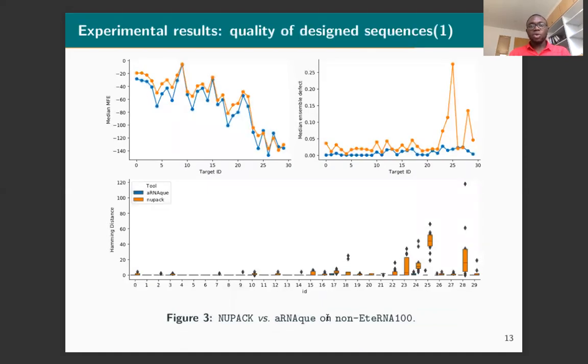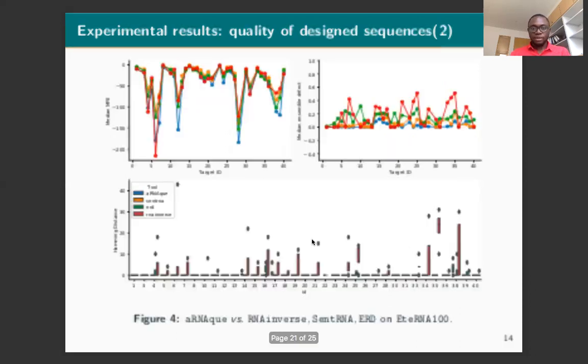We also compare the quality of the sequences designed with the ones generated by NUPACK, because NUPACK is the only tool here actually minimizing the third objective function, which is the ensemble defect. Both the minimum free energy and the ensemble defect are well minimized using aRNAque as well, and even better minimized. And the Hamming distance distribution clearly shows that aRNAque outperformed the designed sequences produced by NUPACK.